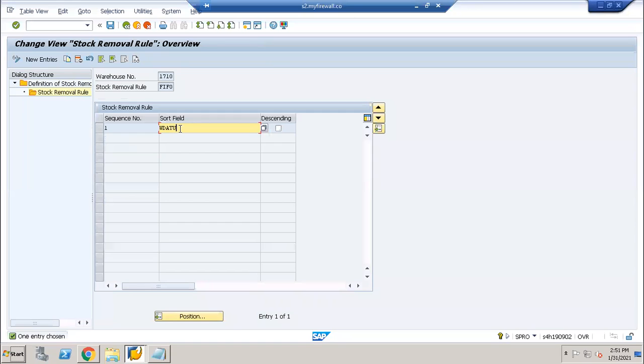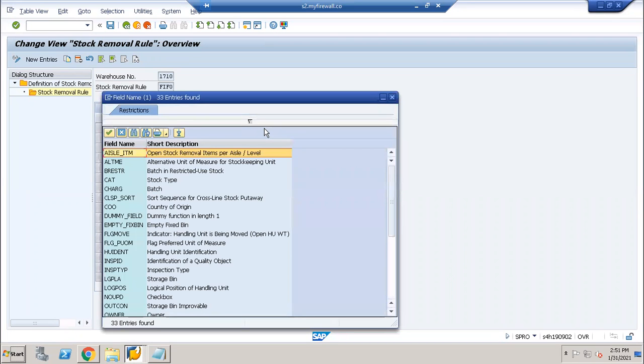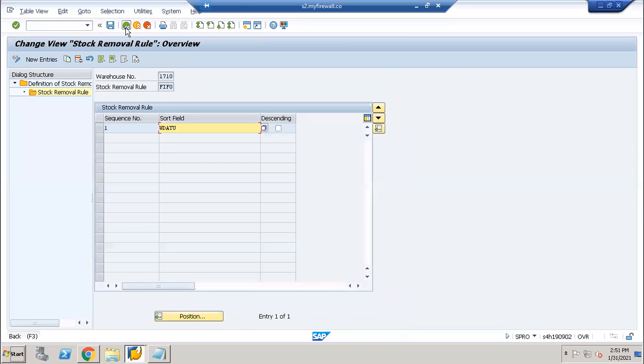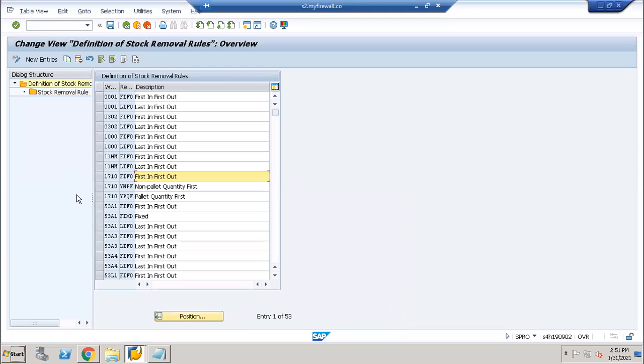This rule depends upon the stock sequence field WDATU. We can have different stock sequence fields. WDATU is the standard field for the date and time of goods received. So based on the goods received date and time, we can do the stock removal rule, just like FIFO. So our stock sequence is FIFO, first in, first out, stock removal.